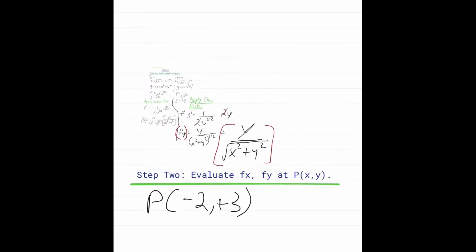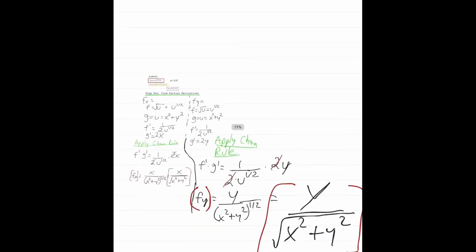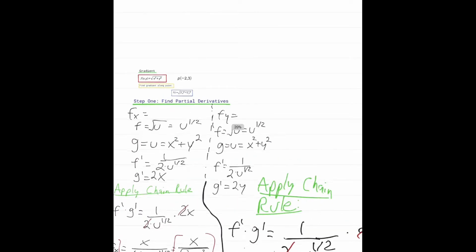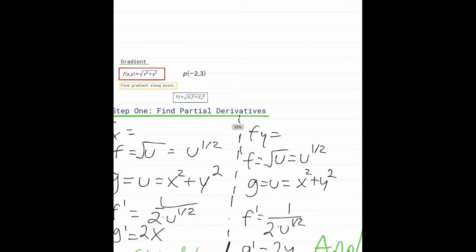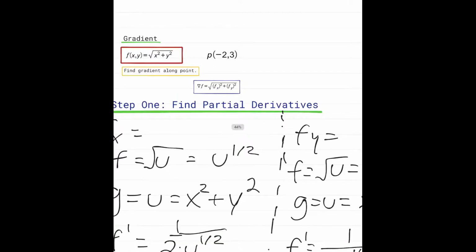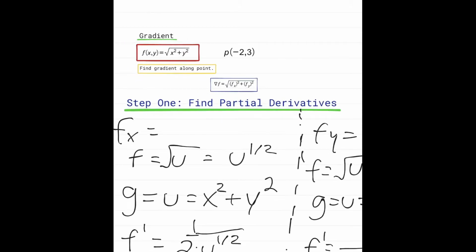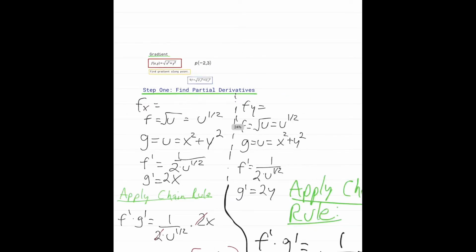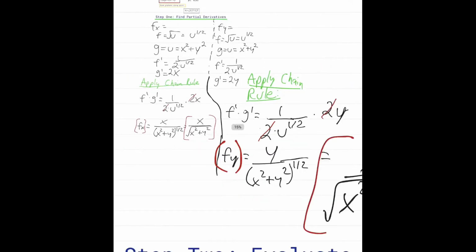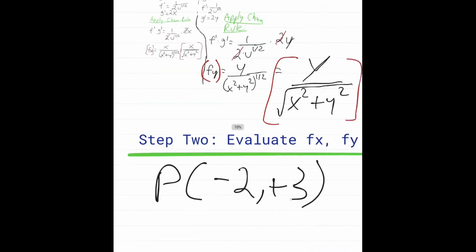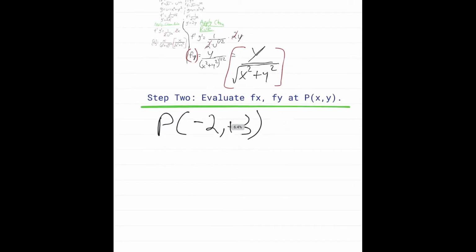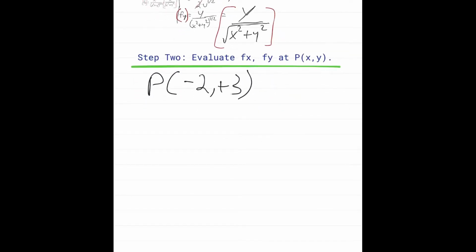Where am I getting this from? This was actually given to us in the problem. And whenever you're finding a gradient along a point, you have to be given the point, at least for the purposes of Cal 3. You'll always be given either a point or a vector, but when it comes to gradient, it's always going to be a point. So now we're going to use this point, -2, 3. And all we're simply doing is evaluating partial x and partial y at this point.